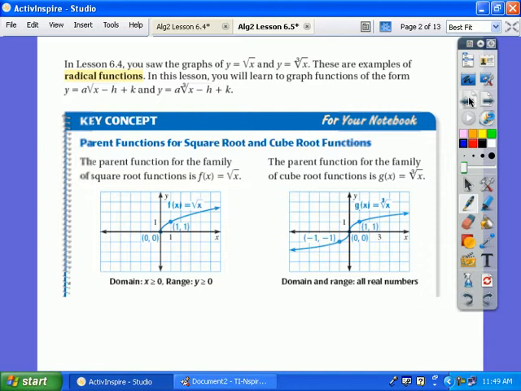Okay, so we have our parent functions. In this case, here's our parent function, the square root of x. It looks like that. We also have our cube root function that looks like this. Now, we are going to be re-talking about the idea of domain and range. The cube root function will always have a domain and range of all real numbers. So that shouldn't be a big deal.